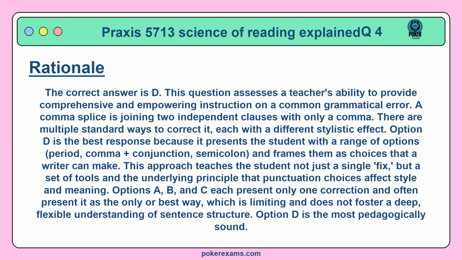Option D is the best response because it presents the student with a range of options, period, comma plus conjunction, semicolon, and frames them as choices that a writer can make. This approach teaches the student not just a single fix, but a set of tools and the underlying principle that punctuation choices affect style and meaning. Options A, B, and C each present only one correction and often present it as the only or best way, which is limiting and does not foster a deep, flexible understanding of sentence structure. Option D is the most pedagogically sound.